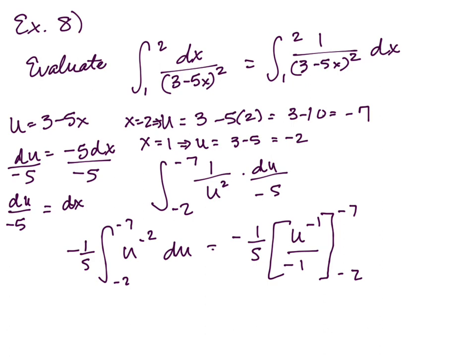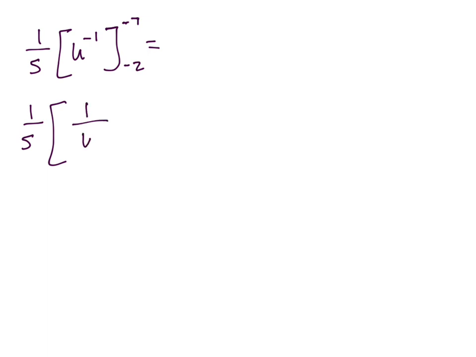I think it'd be helpful if we pulled that negative 1 out and let it cancel with the negative 1/5. So I'm going to pretend now mine says 1/5 u to the negative 1 on negative 2 to negative 7. You want 1 over u? I like that. Choose the natural, no, stop saying natural log, please. And then subtract this stuff.